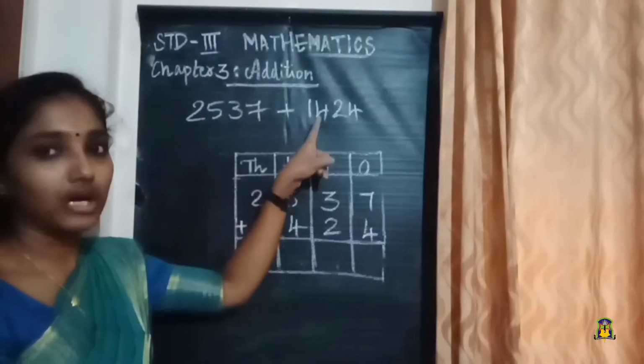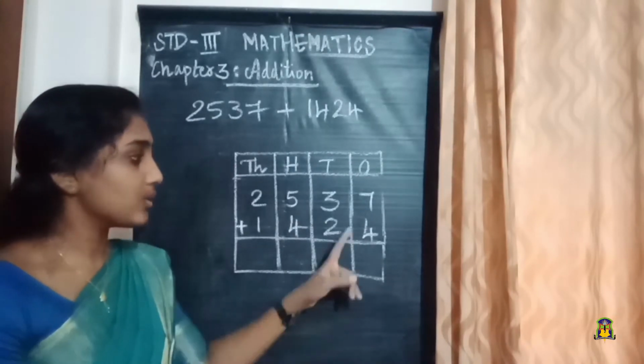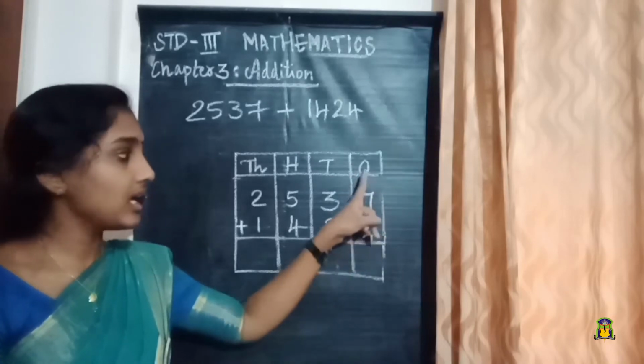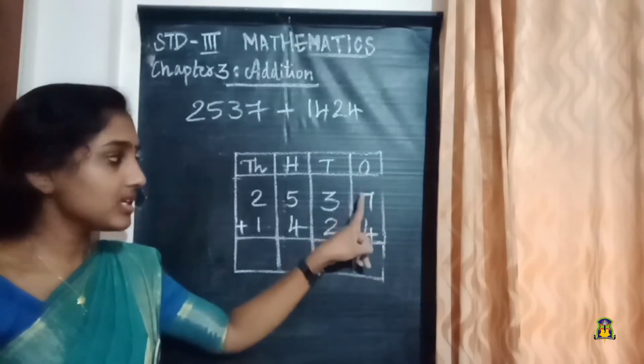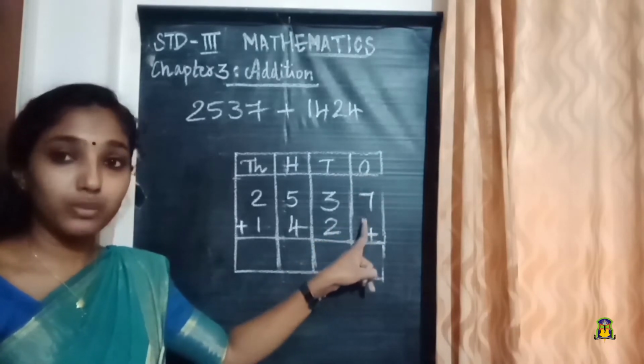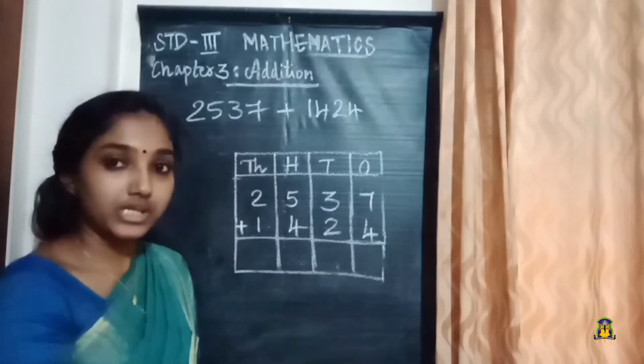Okay, now let's move on to another question, and here the numbers given are 2537 and 1424, and let's do our addition. Always we start the addition from the ones place, and here in ones place we have 7 and 4. So adding 7 plus 4, what will we get? We will get 11. Isn't it? 7 plus 4 is 11.